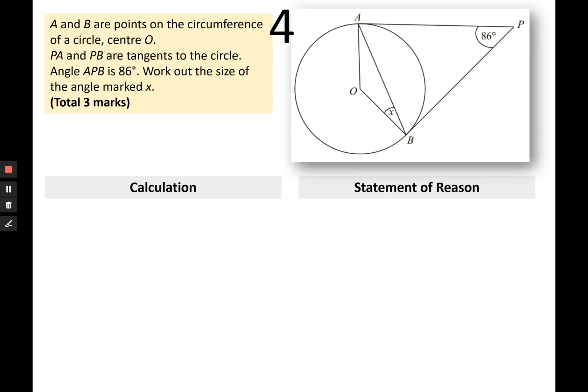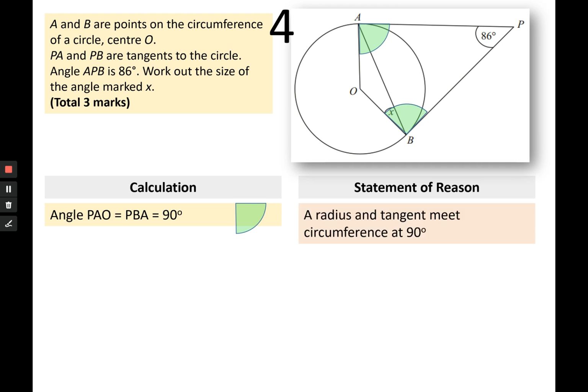Okay, next question. Pause here, have a go. Okay, now I'm going to go through it. So we are going to work out the angle marked X. So you have two tangents. So first thing you know is that these two angles have to be 90 degrees. Notice that it's overlapping the X angle. That's fine for now, probably. The radius and tangent meet at 90.